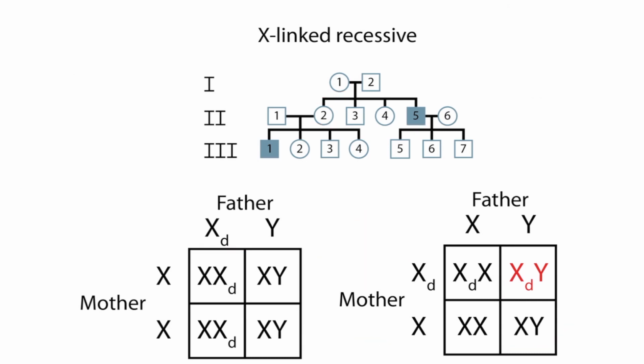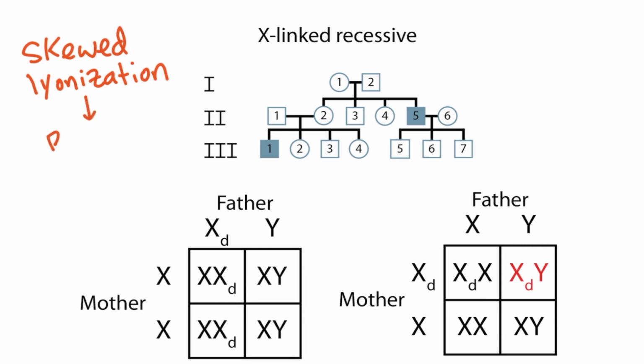Aside from these very rare combinations, there is another way females may develop the disease, which is through something called skewed lyonization. This can occur when one of the X chromosomes becomes condensed into heterochromatin and is silenced. This is a normal process that occurs in females and results in the formation of a bar body, which can be seen in cells.